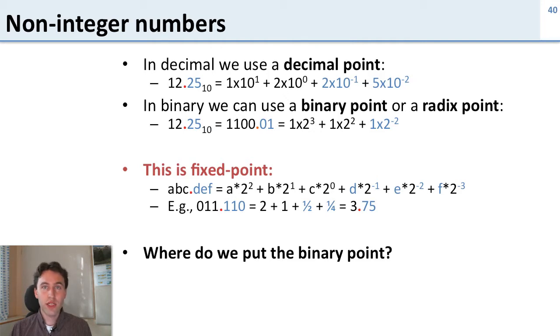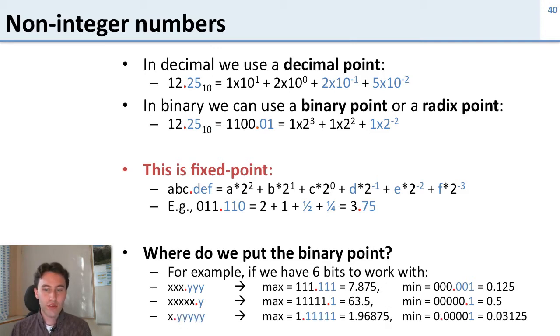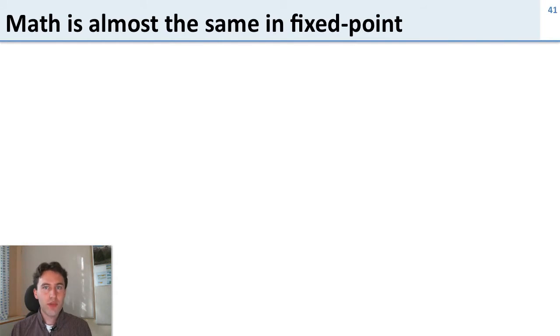Now the real question is, where do we put this binary point? After all, we just have 6 bits, so we could put the binary point anywhere. For example, we could put it right in the middle. So if we have 6 bits and we put the binary point in the middle, we can go from a maximum number of 7.875 down to a minimum number of 0.125. But if we put it further to the right, now we can have a larger maximum number, 63.5, but we have a much larger smallest number of 0.5. Or we could put it all the way over on the left, and now we have a much smaller maximum number, less than 2, but our minimum value is now much smaller. So we can move the binary point around and decide where to put it to get the number range we want.